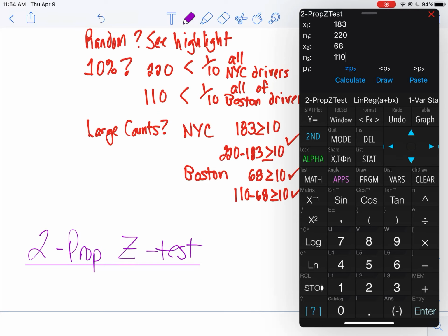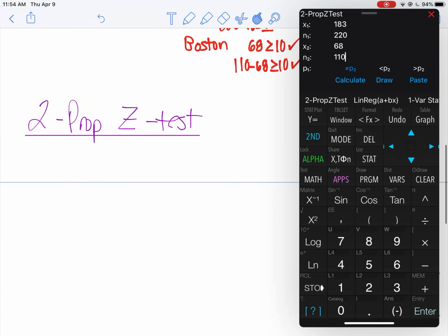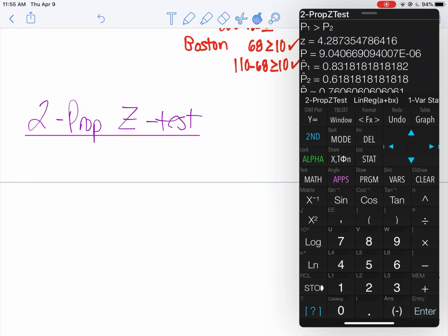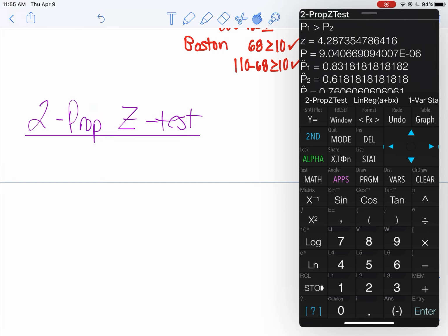All right, now what are we trying to prove here? If I'm going with the first one, doesn't equal P2, that would be that I'm just trying to prove a difference. I am not. What I'm specifically looking to prove here is that New York has more people who wear seatbelts. So I'm trying to prove that my first proportion is greater than my second proportion. So I'm not going to go with the second option here. That would be trying to prove that my first proportion is less. I'm trying to prove that my first proportion is greater. P1 is greater than P2. So now I have the option here of calculating, and I'm going to do that.